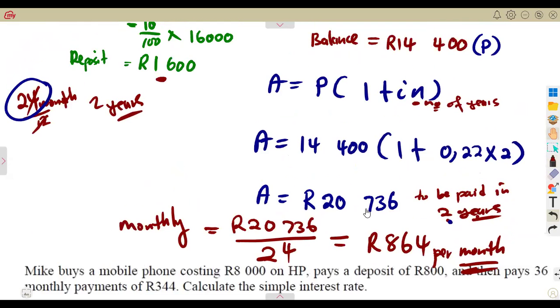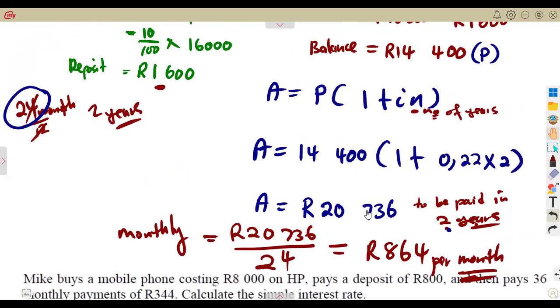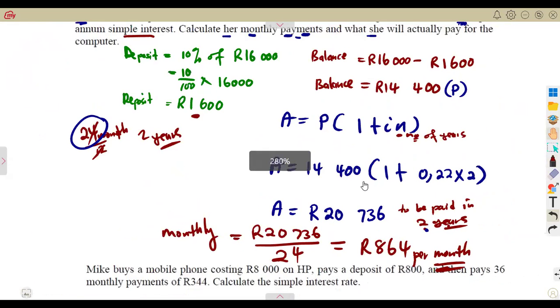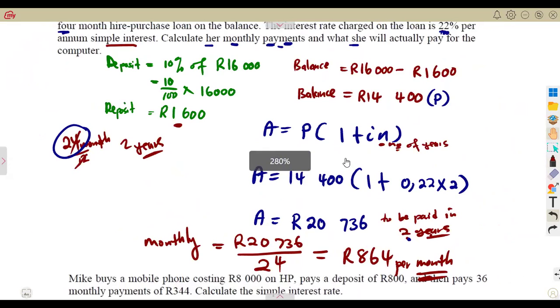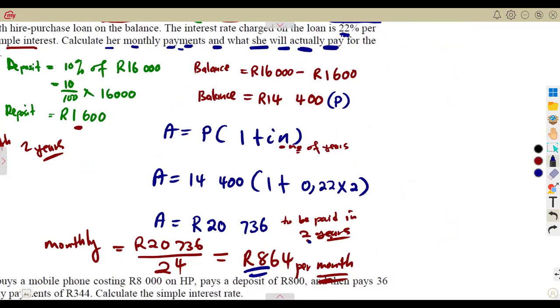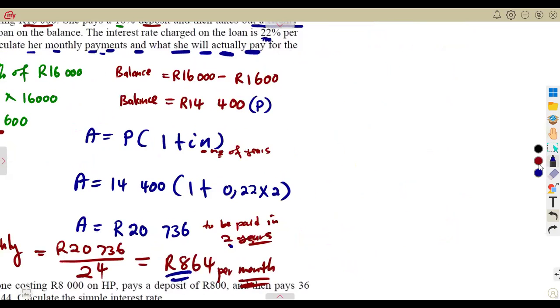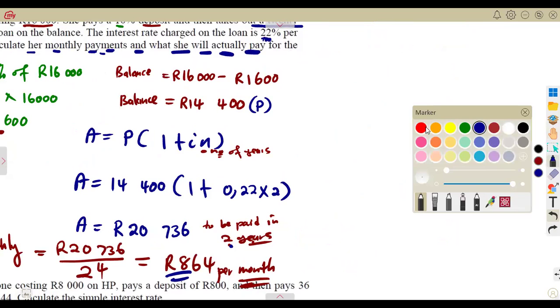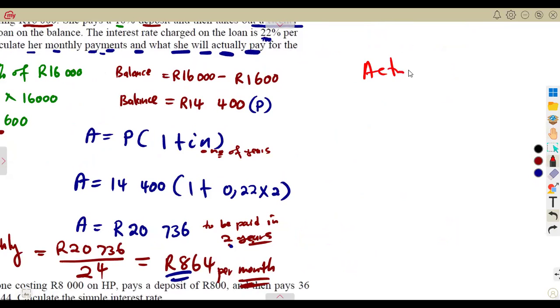So this amount is per month. So if there is any insurance and whatever that you're given there, you consider that insurance. But in this case, we do not have anything. They do not just want the amount that she's going to pay per month, but also what she will actually pay for the computer. So what is she going to actually pay? So the actual payment is going to be like this, guys. This is what we are going to have at the end.